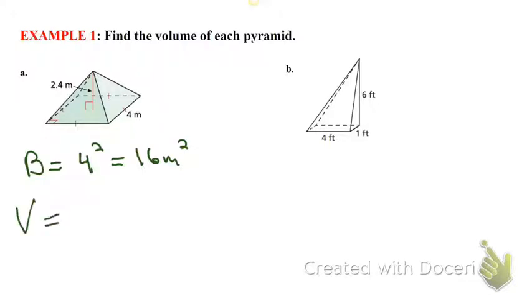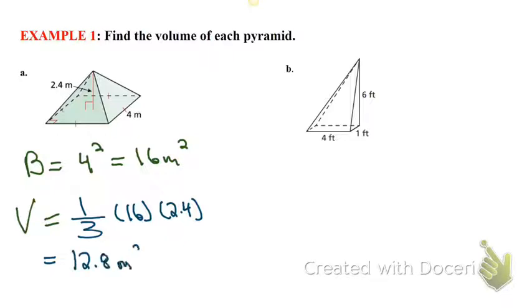The volume, recall, is 1/3 the base area times the height. So it is 1/3 times 16 times 2.4, which is 12.8 cubic meters. Now I'm going to give you some time to work on problem B yourself. See if you can get this one done, and I will be back in a minute.